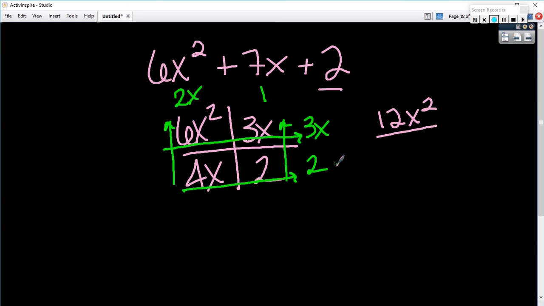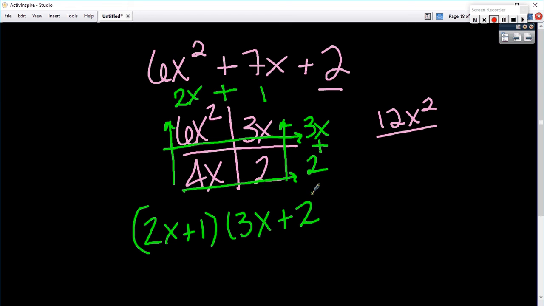You have to go back and remember, what were my signs going to be? Plus, plus, plus, plus. So you just write it. 2x plus 1, 3x plus 2. If you FOIL that back out, you'll get where you started.